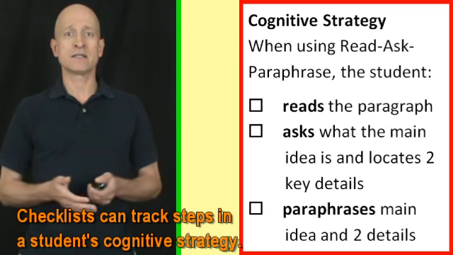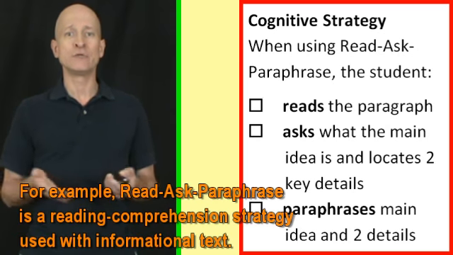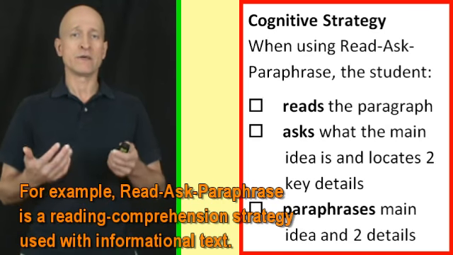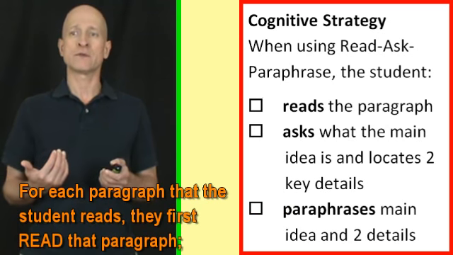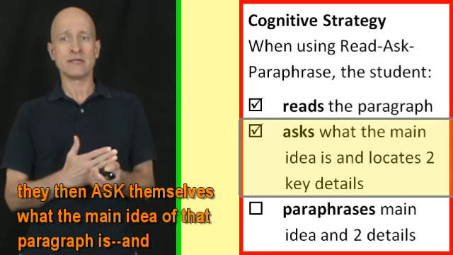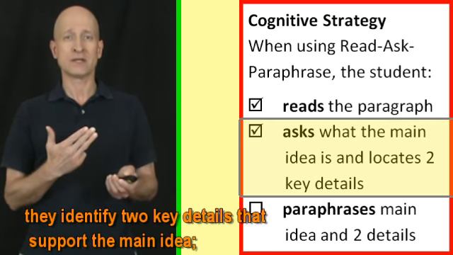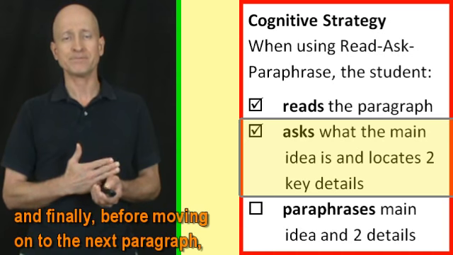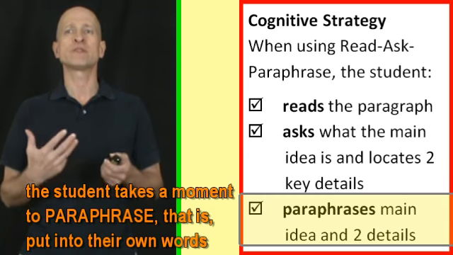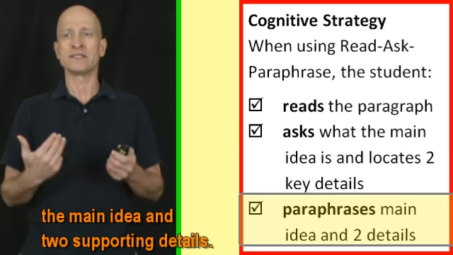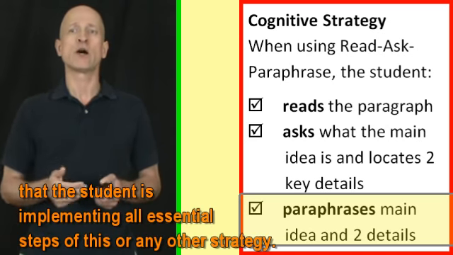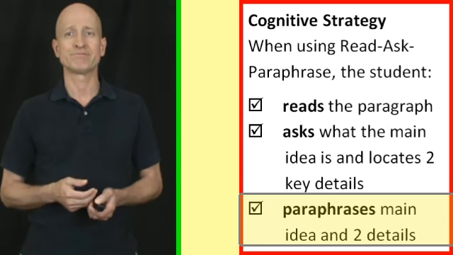Checklists can track steps in a student's cognitive strategy. For example, Read-Ask-Paraphrase, RAP, is a reading comprehension strategy used with informational text. For each paragraph that the student reads, they first read that paragraph. They then ask themselves what the main idea of that paragraph is, and they identify two key details that support the main idea. And finally, before moving on to the next paragraph, the student takes a moment to paraphrase, that is, put into their own words, the main idea and two supporting details. A checklist would be a really helpful tool to verify that the student is implementing all the essential steps of this or any other strategy.